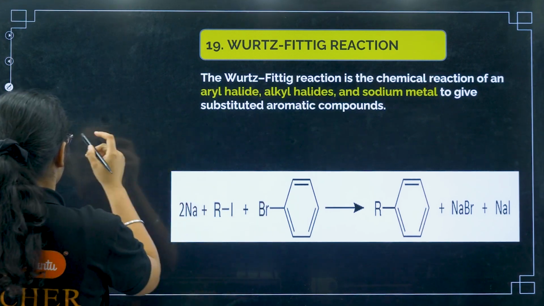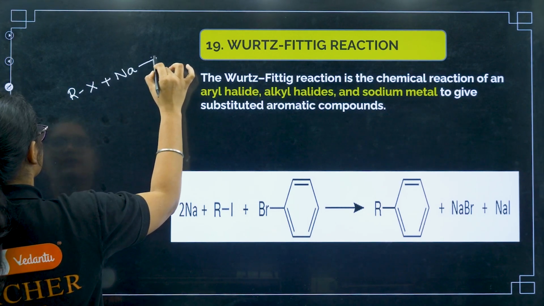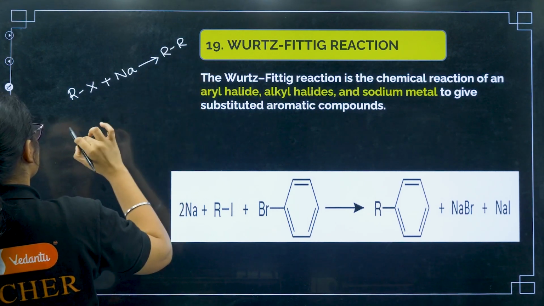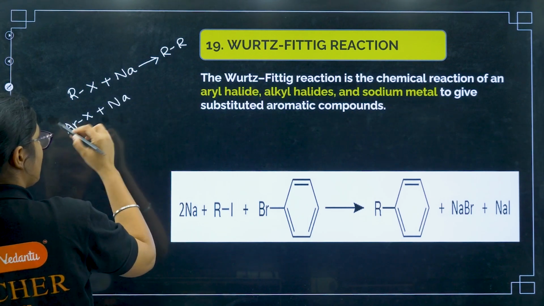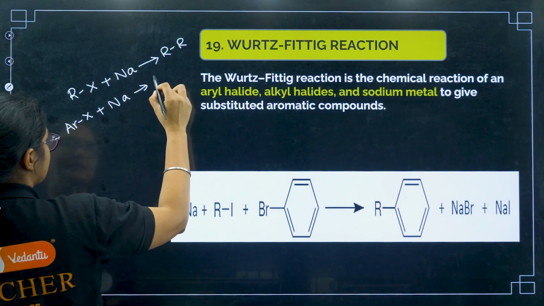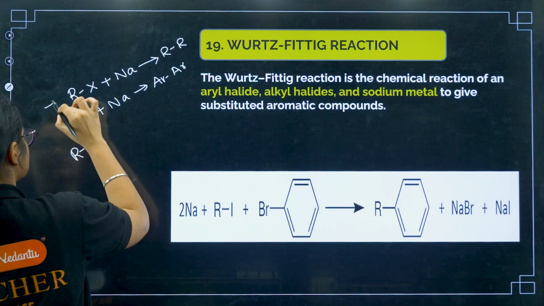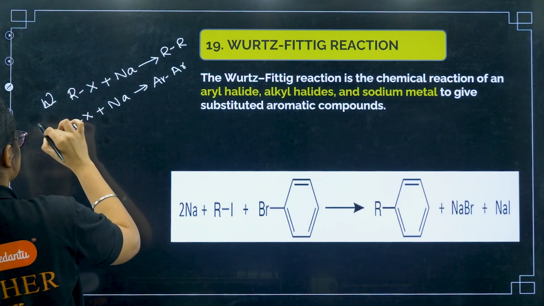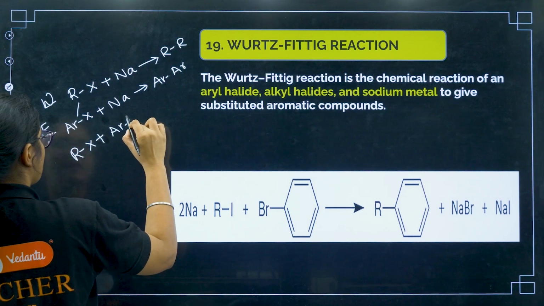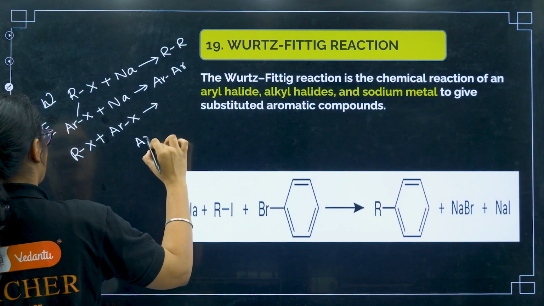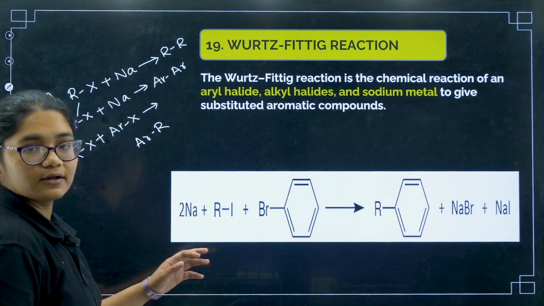So it is very easy to remember. If you remember Wurtz reaction, it is like RX plus Na will give you R-R. Now if you have ArX plus Na, Ar means a benzene ring or a cyclic ring, so you will get Ar-Ar. So this is Wurtz reaction, this is Fittig reaction. Now if I mix these two, RX plus ArX, that will give me Ar-R. So that is your Wurtz-Fittig reaction, clear?